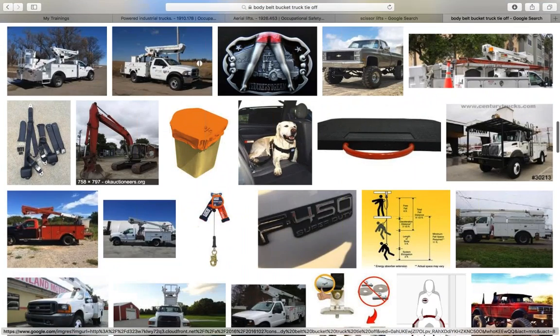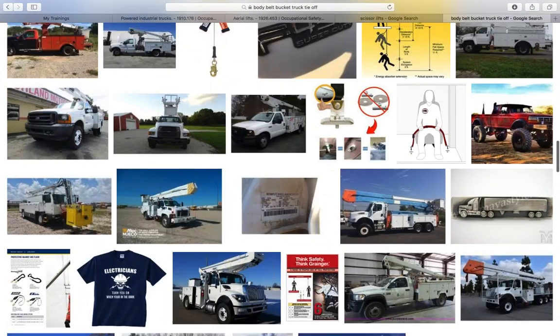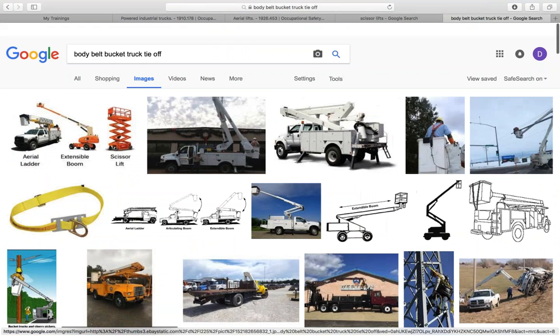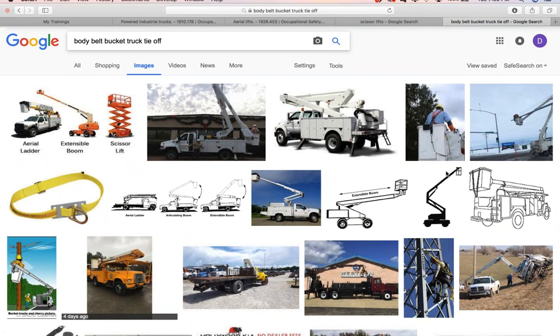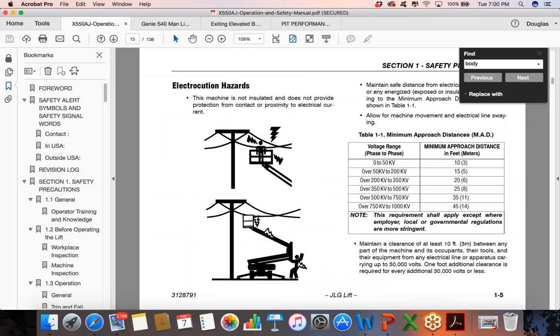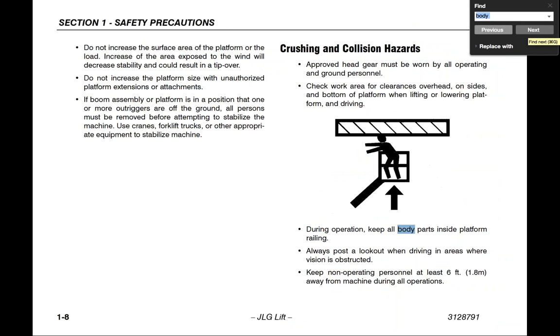So I'm about to show you on the JLG. Has anybody ever seen that, folks? Anybody that's out there tonight? So let me show you an example. Let's go to the manual. The manual I'm in right now, folks, is for a JLG. So let's see what this one says, right? I'm going with the word body, and let's see what it says.